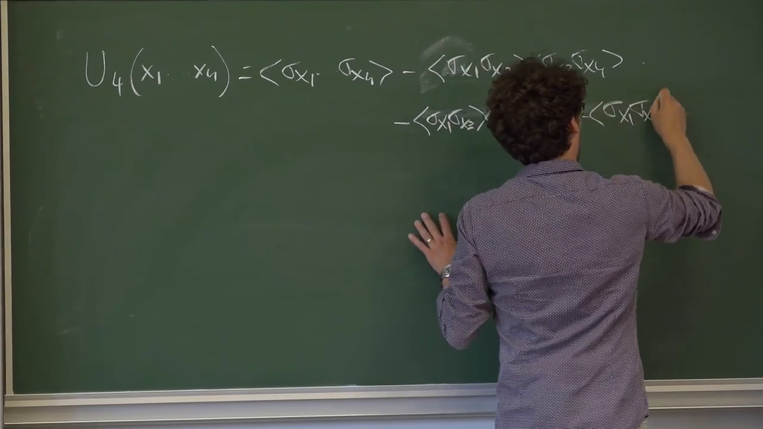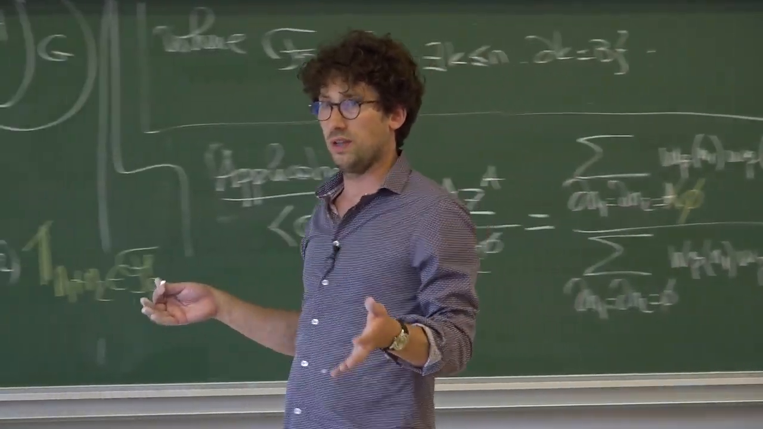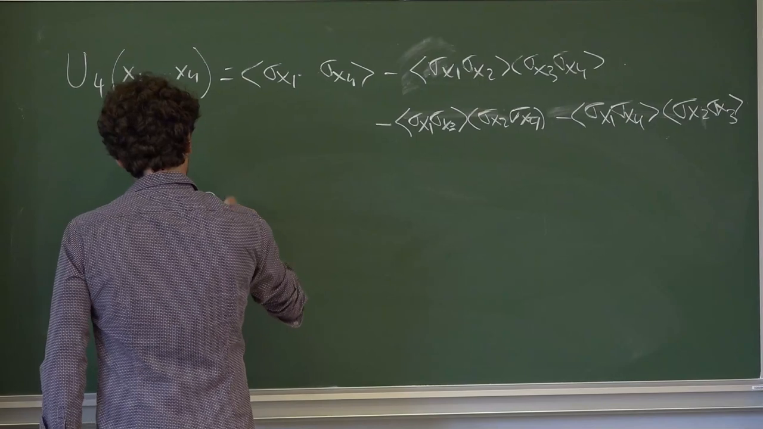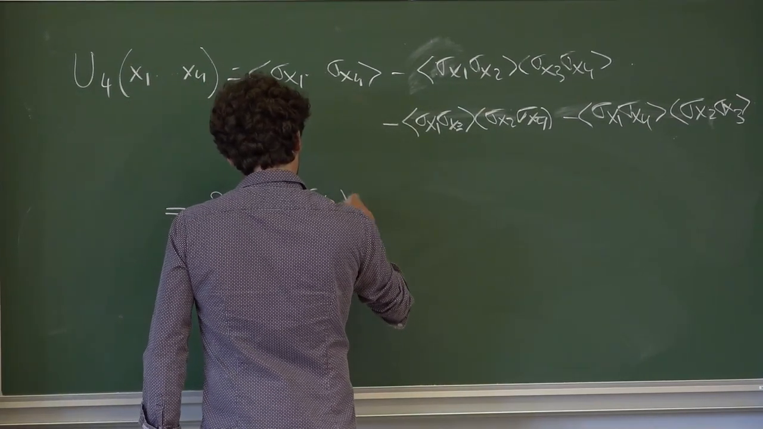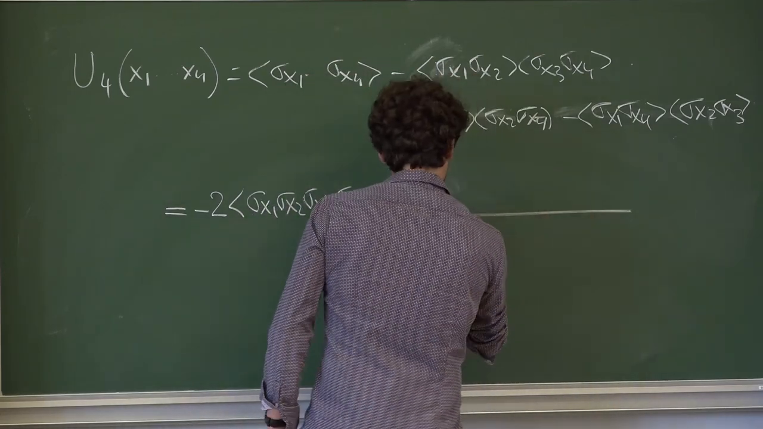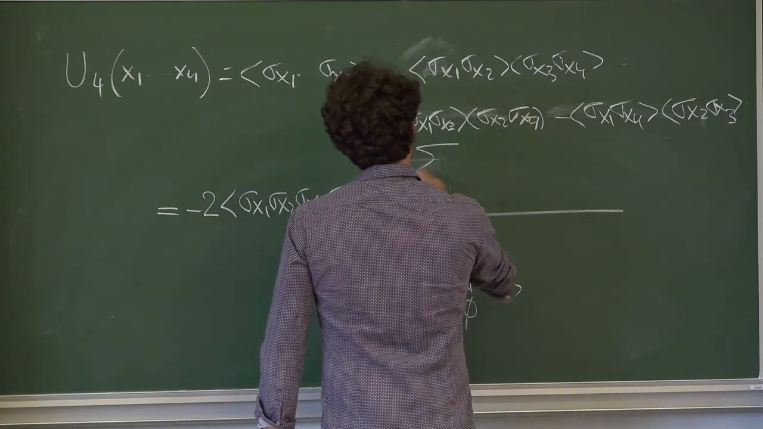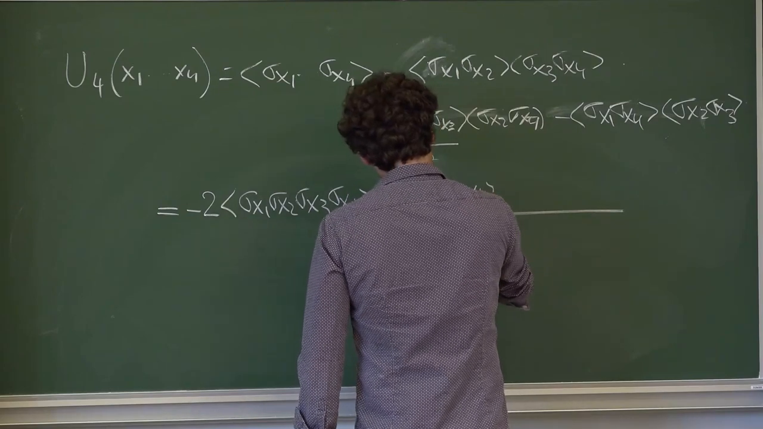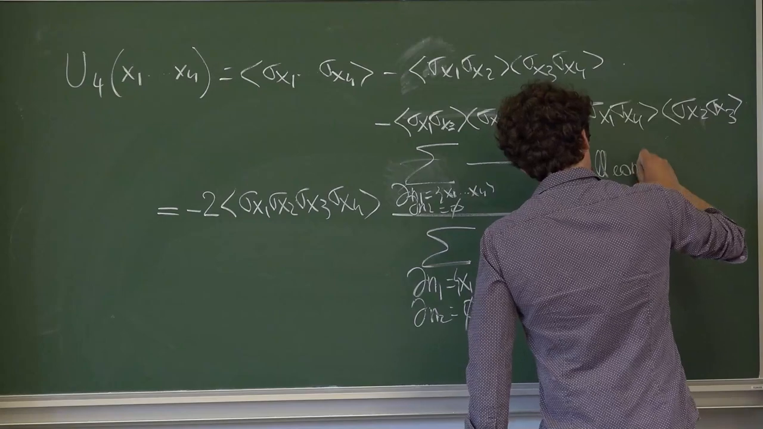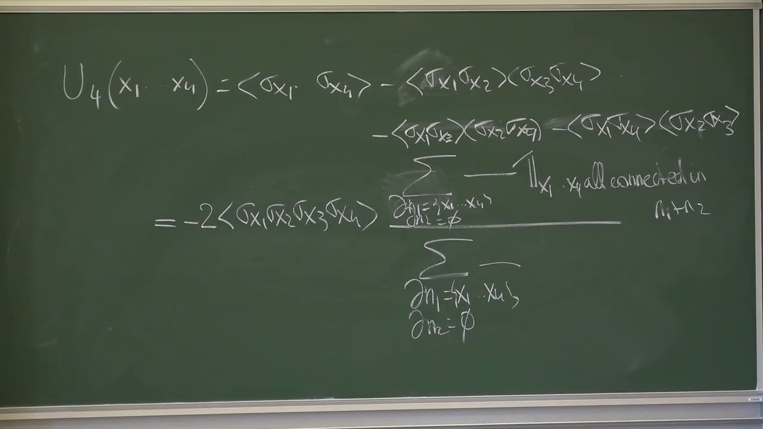So U4 would be something which is 0 if you are looking at something Gaussian, if you have the Wick law. Well, this thing, I recommend as an exercise to try to prove that this is minus 2, sigma x1, sigma x2, sigma x3, sigma x4, times the sum of all currents where the first current has sources x1, x4, and the second current has no sources. And at the top, the same thing. Indicator that x1 up to x4 are all connected in n1 plus n2, meaning that you can go from any point to any other point using only edges of positive current.